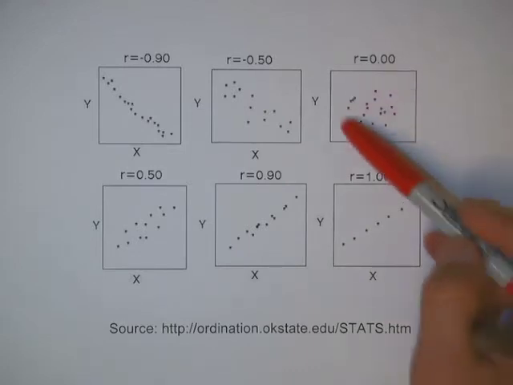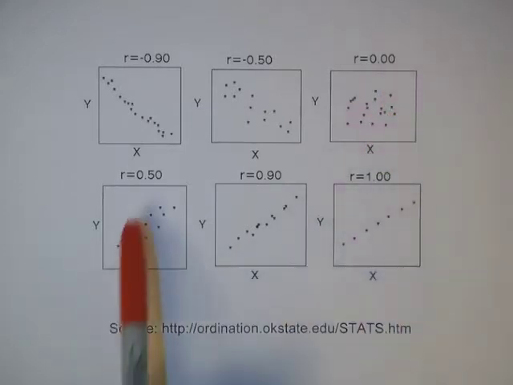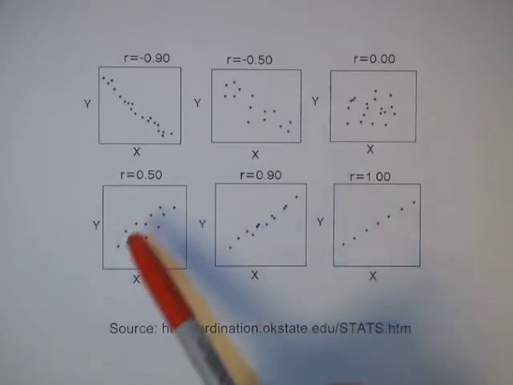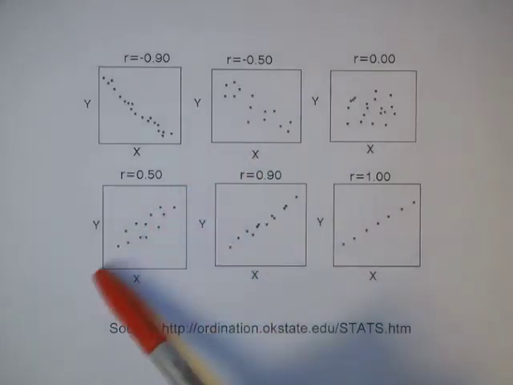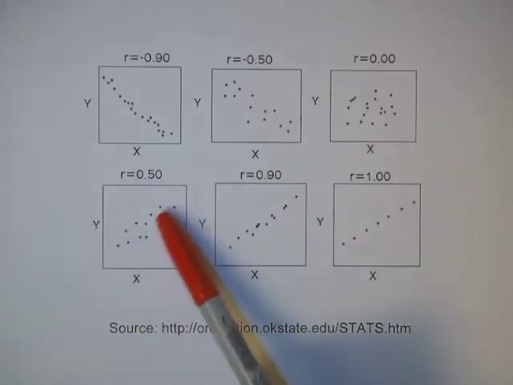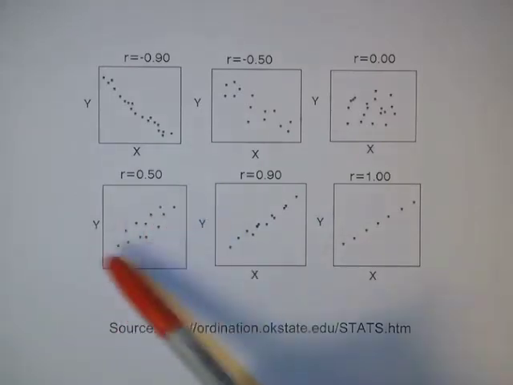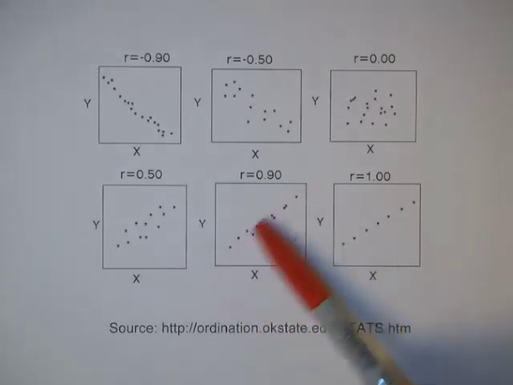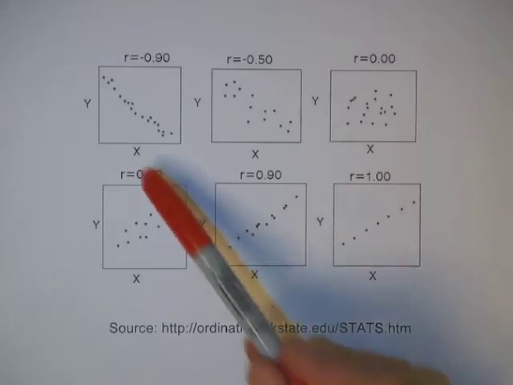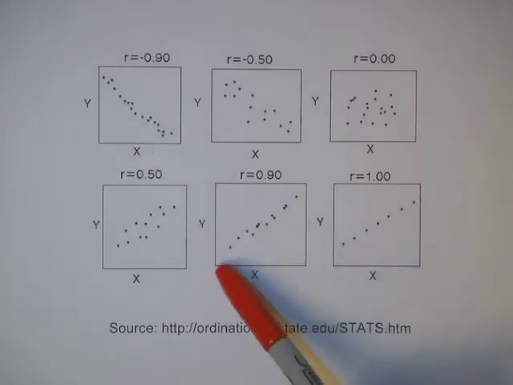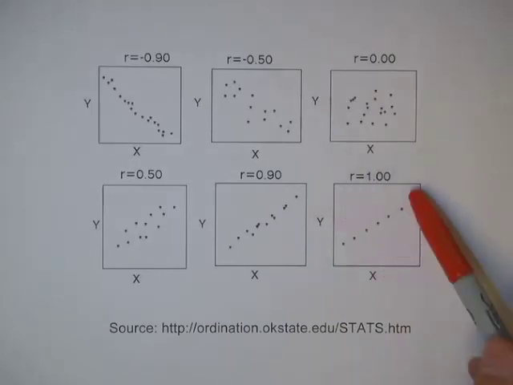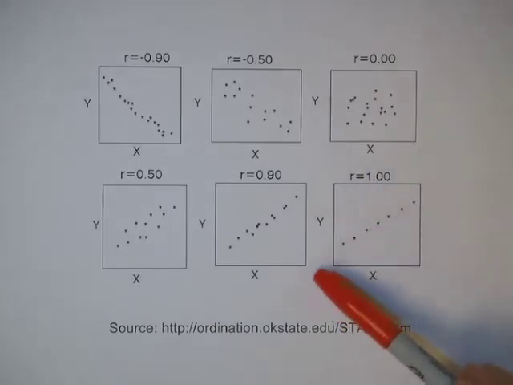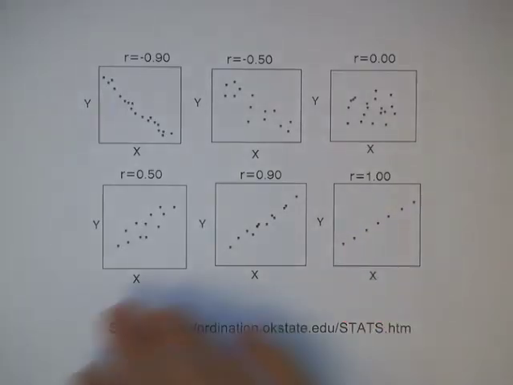R equals 0 is basically just a cloud of points. Looking at R equals positive 0.5, that's pretty similar to negative 0.5, but now as X increases, Y is increasing also. So it's pretty similar, both moderate, but this one is positive. This is R equals positive 0.9, again pretty similar to the negative 0.9 one, but Y is increasing as X is increasing. And this last one, R is equal to 1, is a perfect positive association. You have that perfect linear relationship there.